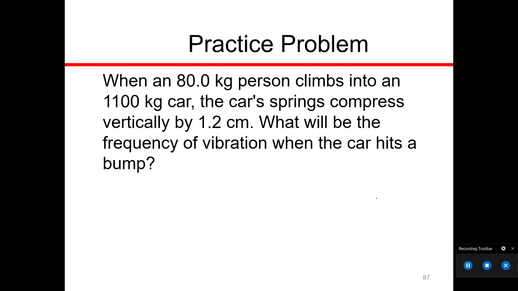Okay, we'll try one last practice problem. So when an 80 kilogram person climbs into a 1,100 kilogram car, the car's springs compress vertically by 1.2 centimeters. What will be the frequency of vibration when the car hits a bump?